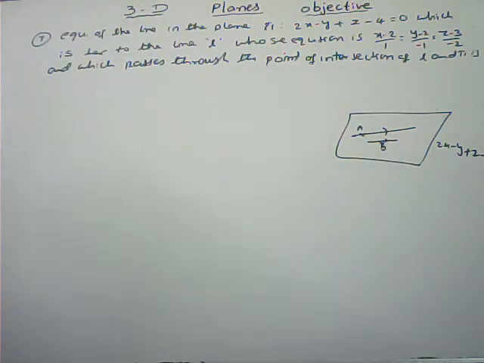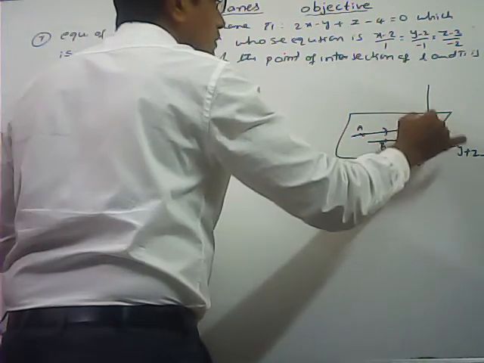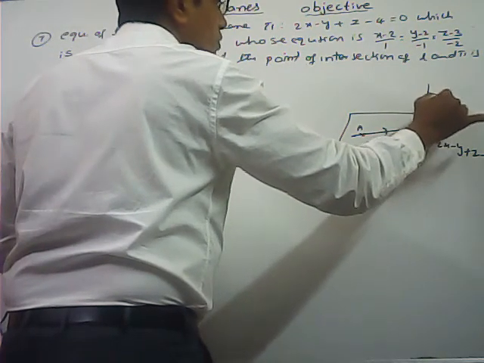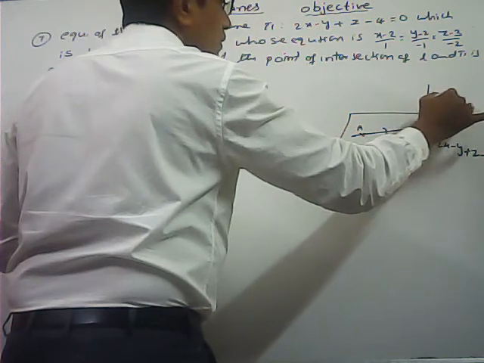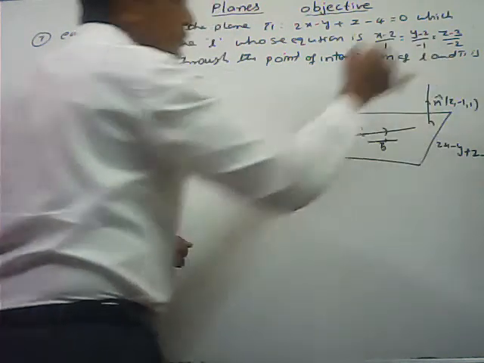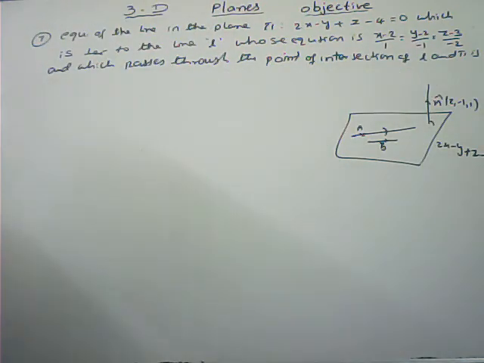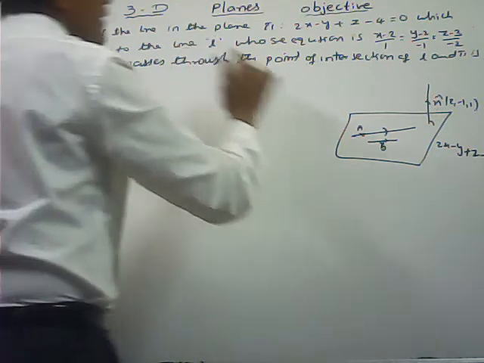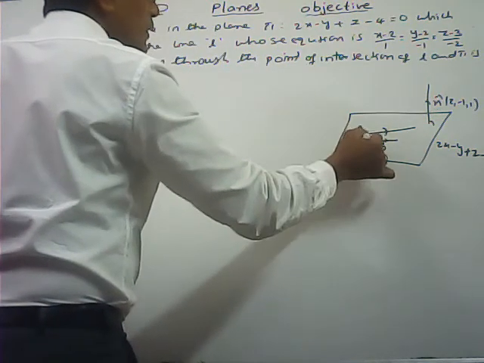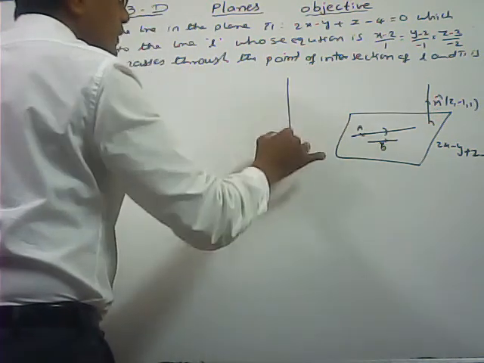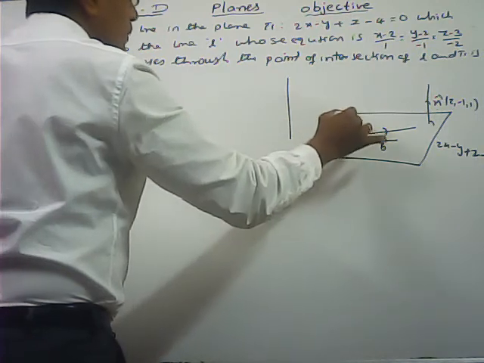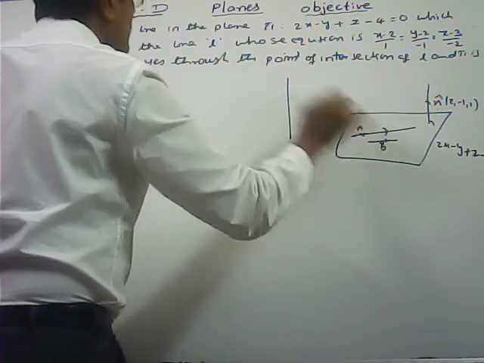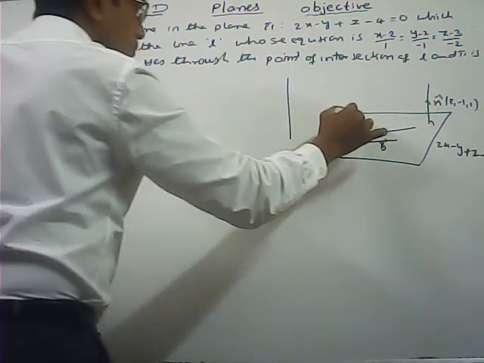That one lies on the plane, and the normal d.r.s of this plane, n bar, is equal to 2, minus 1, 1. Next, perpendicular to the line. One more line is given. This is perpendicular to one more line, maybe that also lies in the plane only.